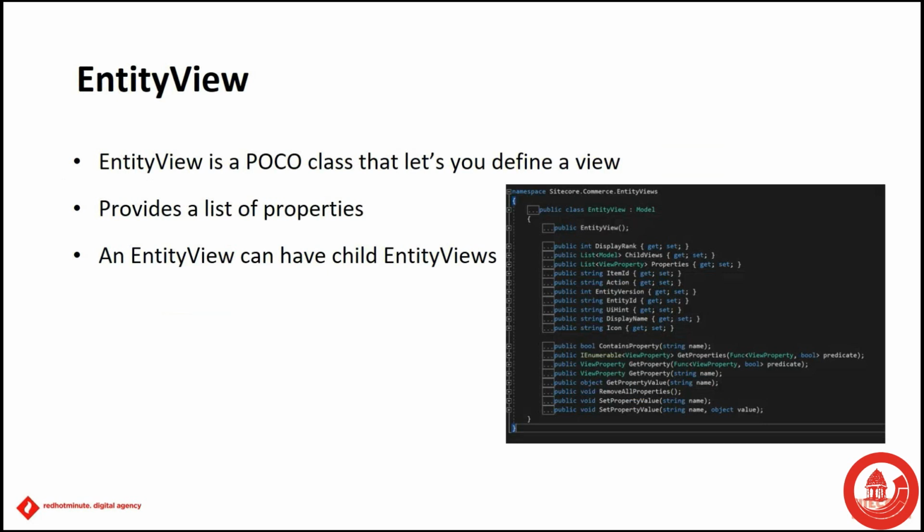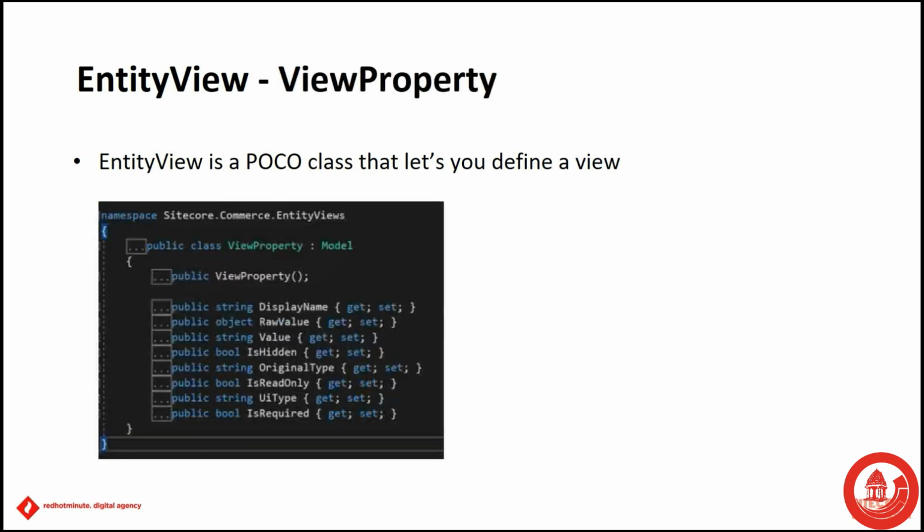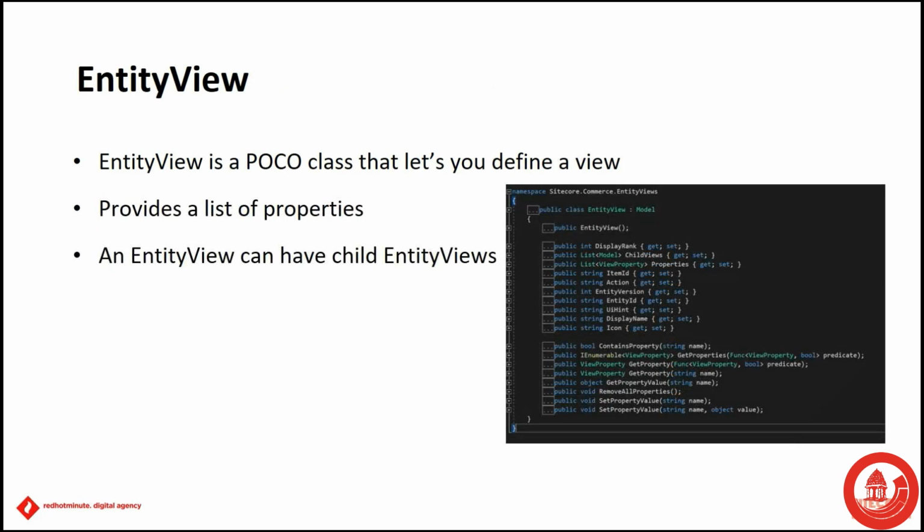So next we'll move on to this concept of an entity view. An entity view is basically just a POCO class that lets you define a view and a list of properties to go along with that view. And you can also associate child views. So what you can do over here, I might show you some code. We'll go through a couple of the properties here.